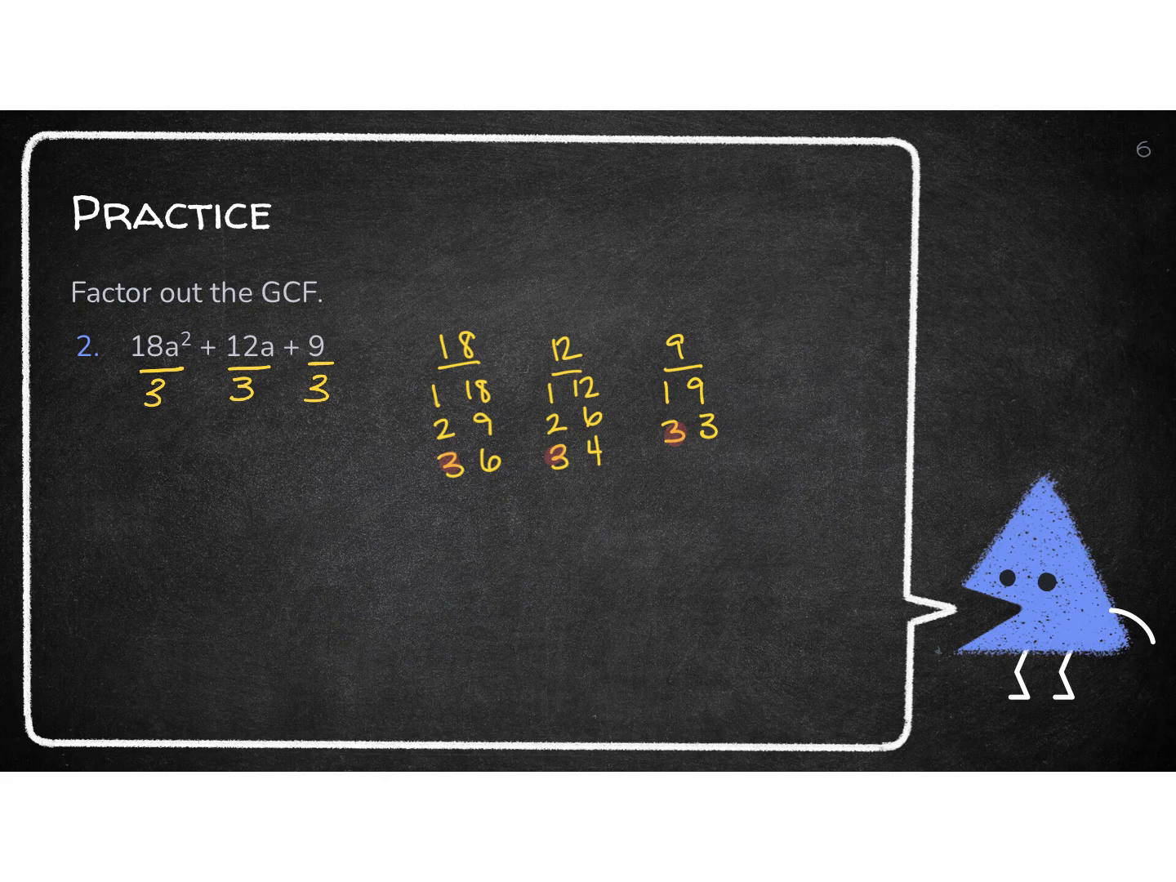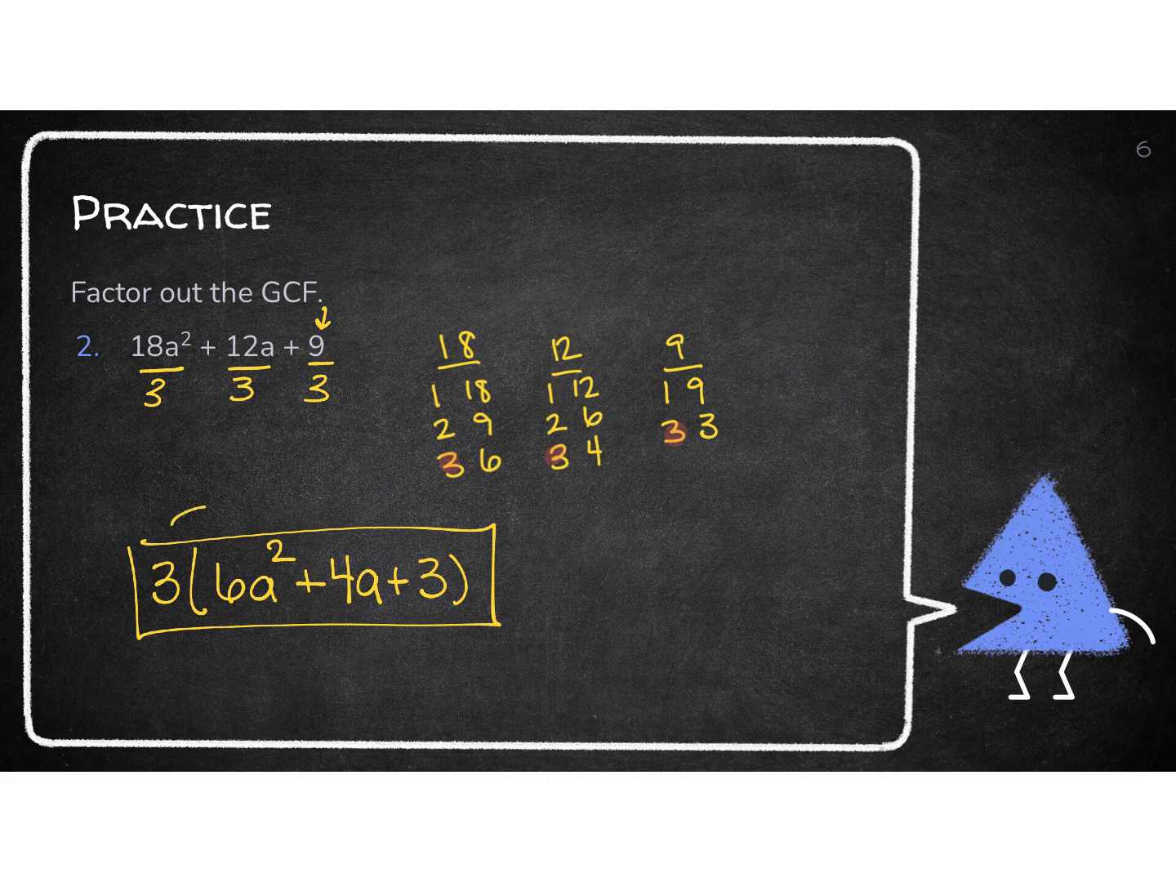Now look at your variables. I have an a squared and an a, but I don't have anything in this one. So since no variable is the lowest amount, I'm not going to take a variable out, so I'm only taking 3 out. So 18 divided by 3 is going to be 6. I still have the a squared. 12 divided by 3 is going to give me 4. I still have the a. 9 divided by 3 is going to give me 3. Again, you can go through and distribute all those back through to see if you get back up to that answer. If you do, then you're good to go.